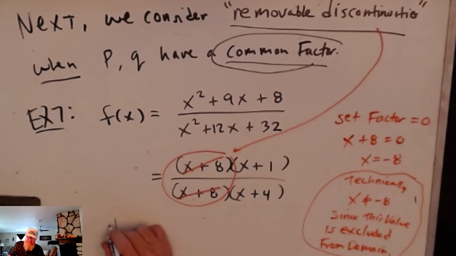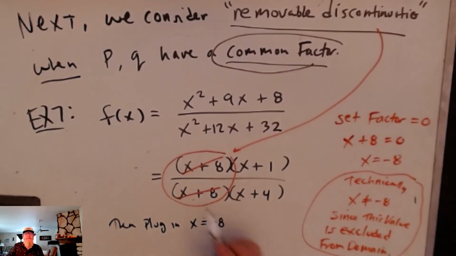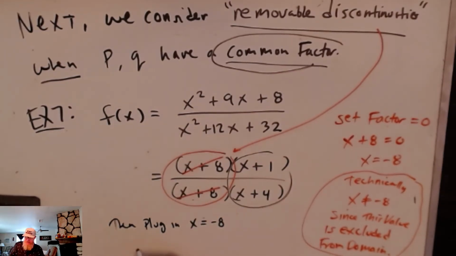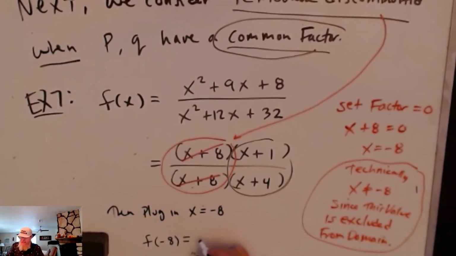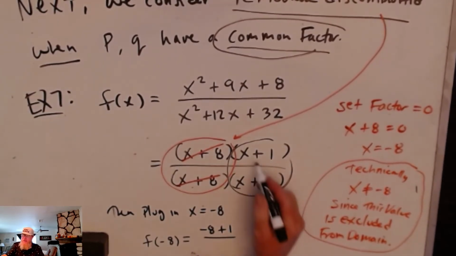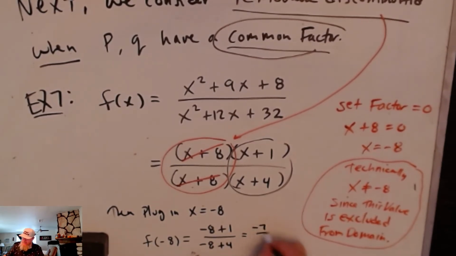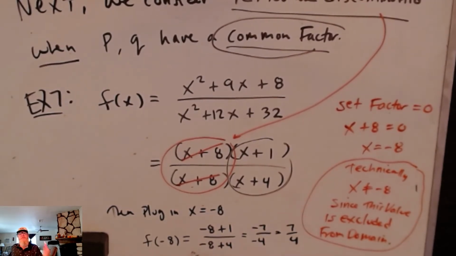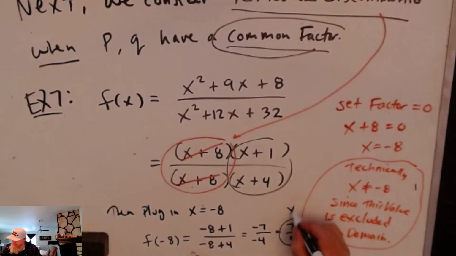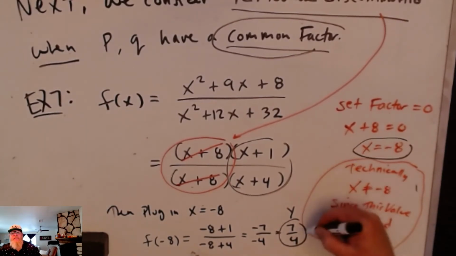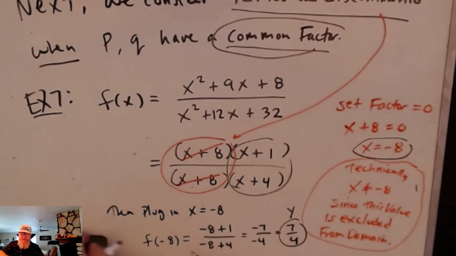Now you can cancel these out and then plug in x equals -8 into the simplified function. So you're going to get -8 plus 1, and you're going to get -8 plus 4. So that's going to be -7 over -4, which is 7/4. And so this is your y value. This is your x value. And you're going to put them together.